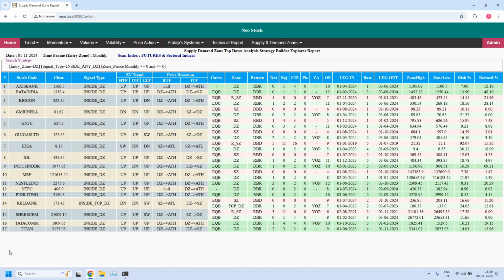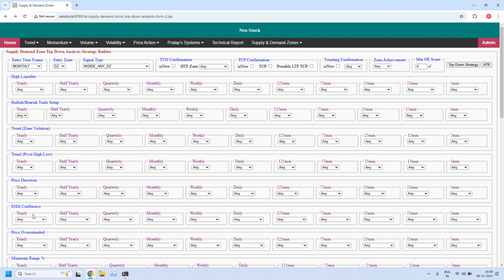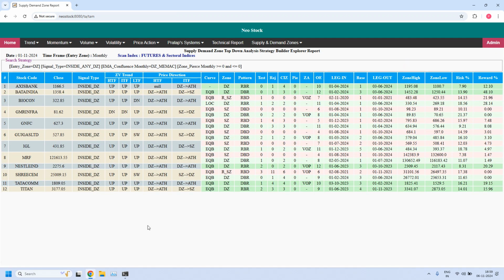In these 17, how many are having high probability setups, based on EMA Confluence? In EMA Confluence, at monthly time frame, monthly demand zone with monthly EMA Confluence, we are filtering. So in these 12 stocks, monthly demand zones are having a monthly EMA Confluence. But remember, zones having sideways trade setup, you can ignore them.